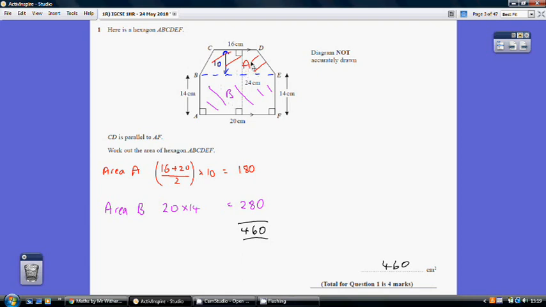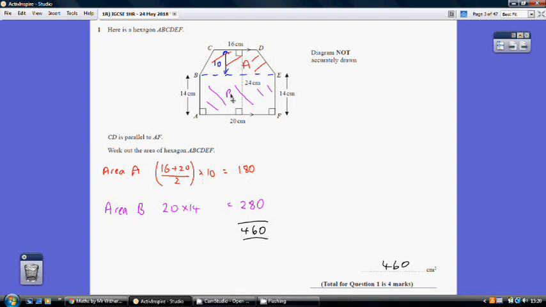Now, how do you work out the area of a trapezium, that shaded area in red, area A? Well, you average the parallel sides. So the parallel sides are CD and BE, which have got lengths of 16 and 20 respectively. So you average the parallel sides and multiply this by the depth of the trapezium. So average, how do you work out an average? You add them together and halve them. So 16 add 20 divided by 2 is 18. Multiply that by 10, you get 180.